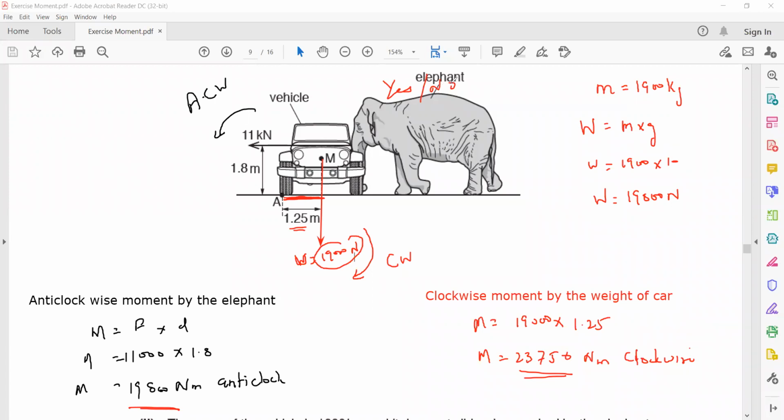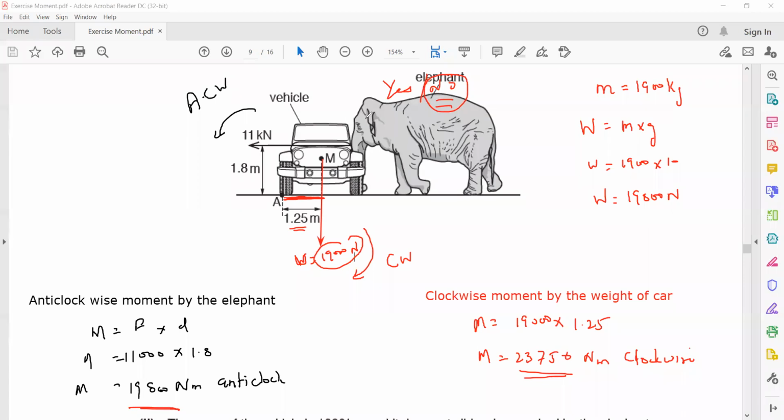Because the elephant is not producing enough moment, your answer will be no. This elephant cannot topple the car. Is it clear, this part, to everyone? Because in the question they're asking, can this elephant topple the car?